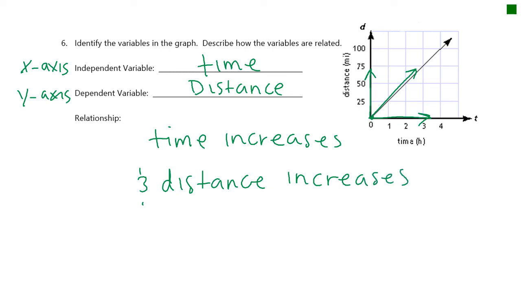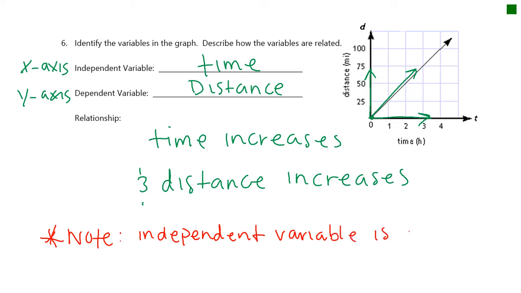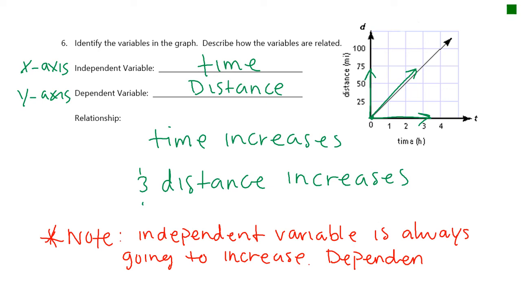One little key note that I suggest you remember is that the x-axis, so the independent variable, is always going to increase. The dependent changes. So the time is always going to be increasing. What's going to change is whatever you have for your dependent variable. That's the only thing that changes. So please remember that. Can you guys try the next one?